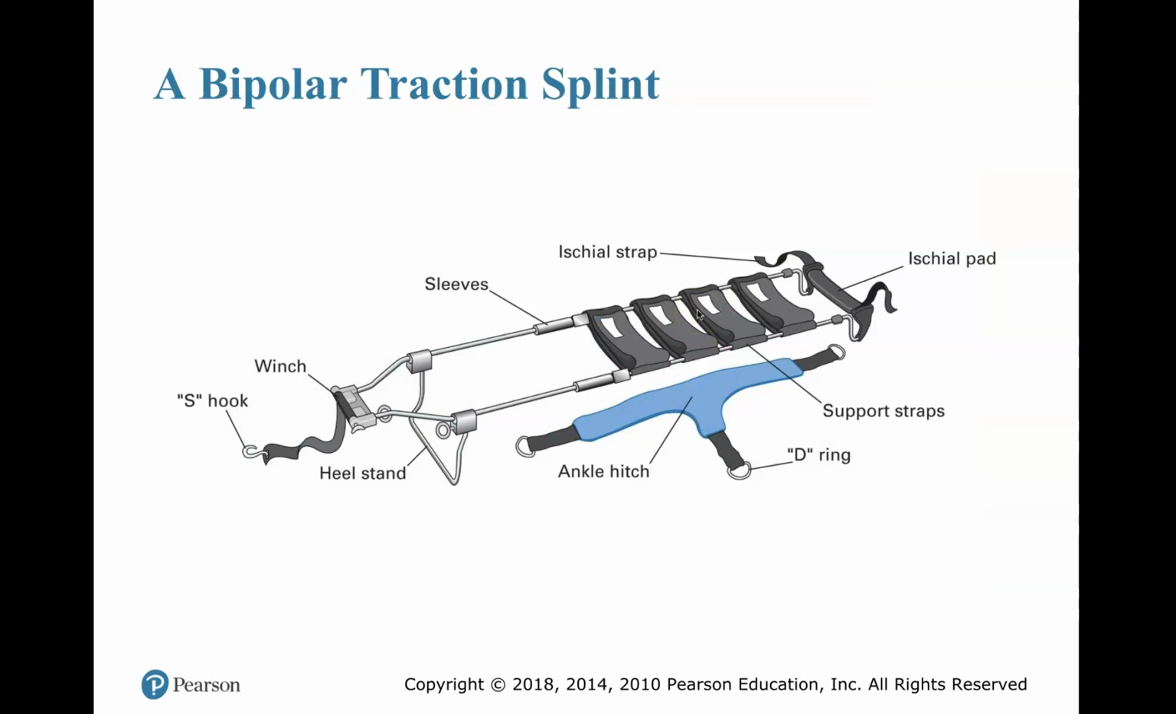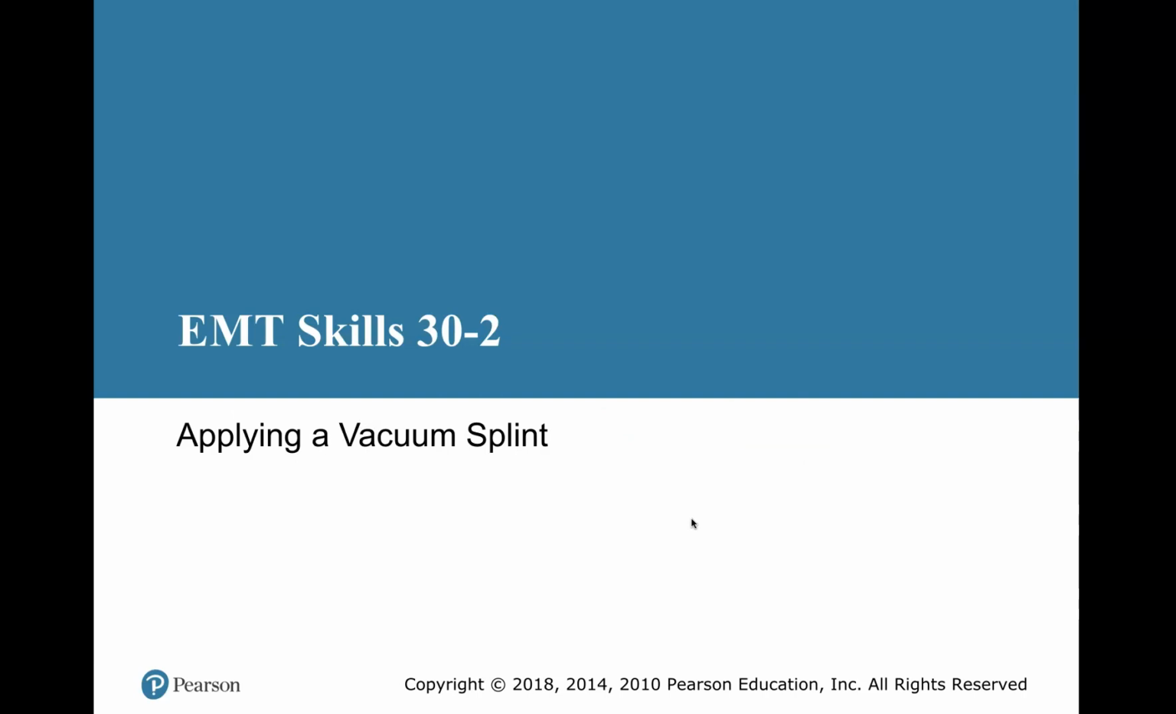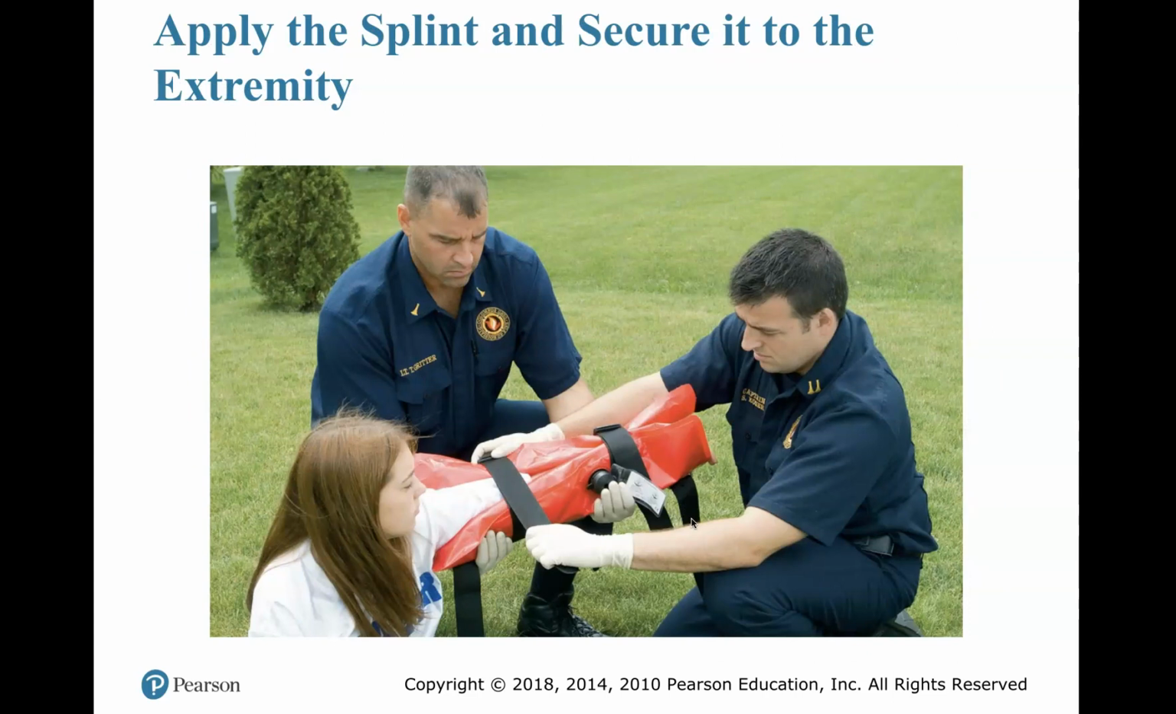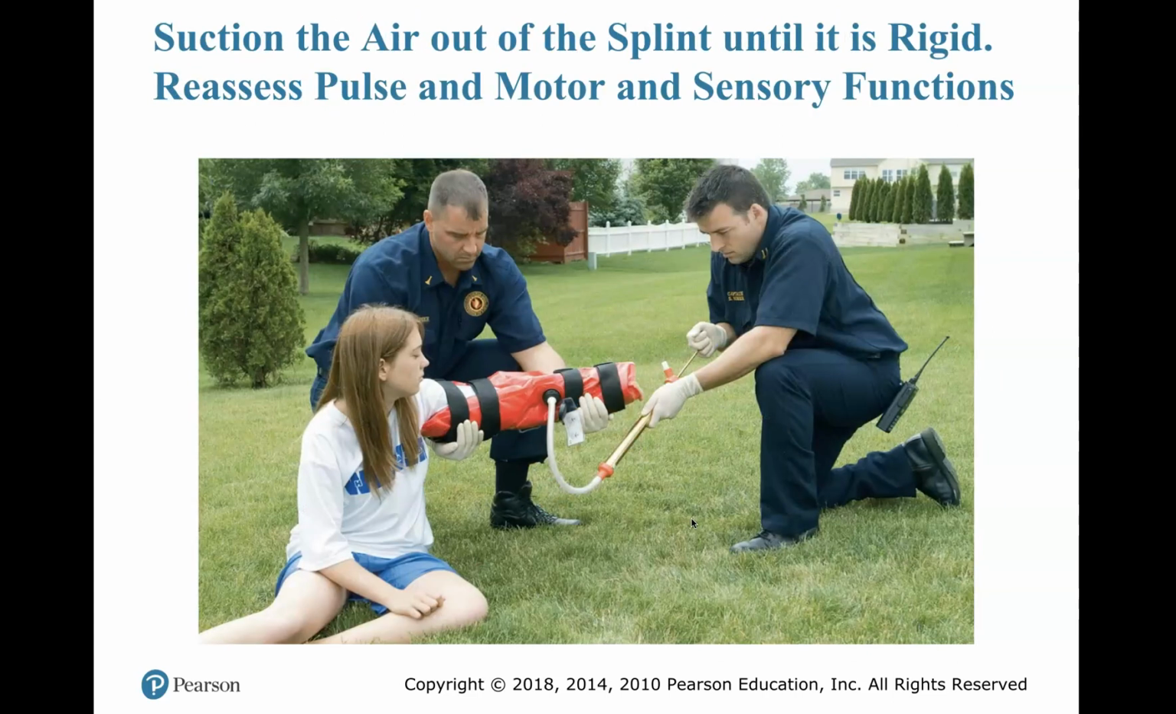Bipolar traction splint. Here's the makeup of it. Traction splints are used to pull traction on femoral breaks, relieve a lot of pain, and hopefully stop some internal bleeding. The vacuum splint: wrapping it around her arm, strapping it in place, and he is suctioning the air out of the splint until it is rigid.